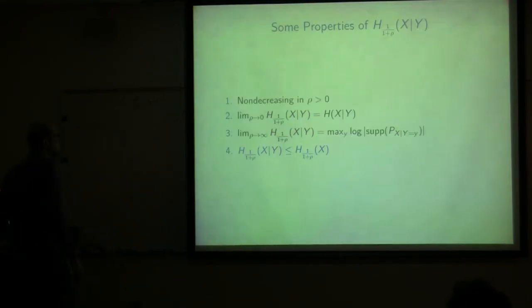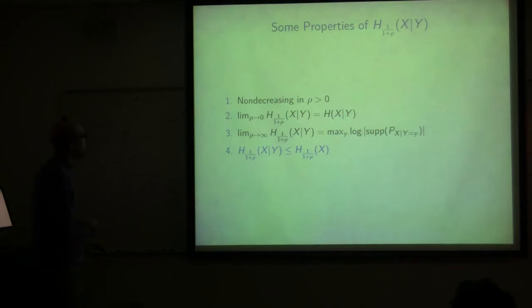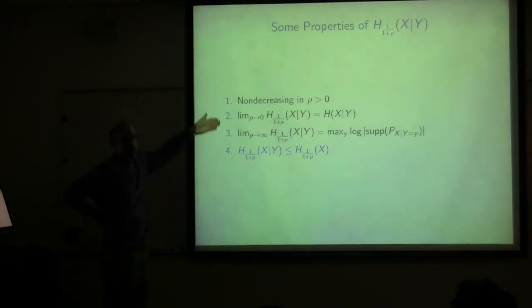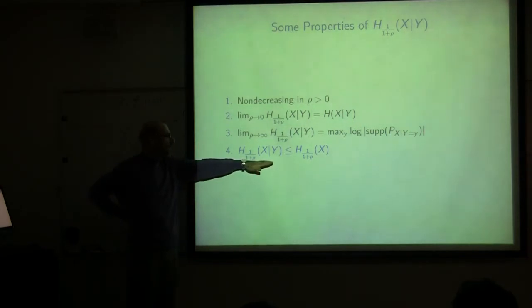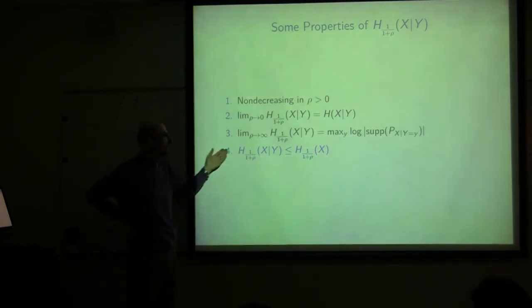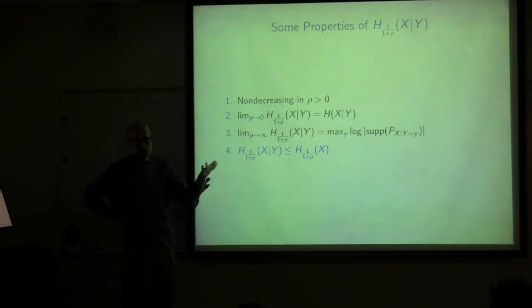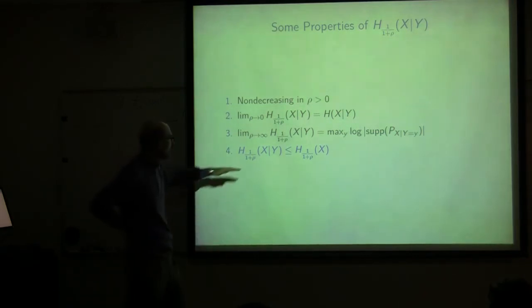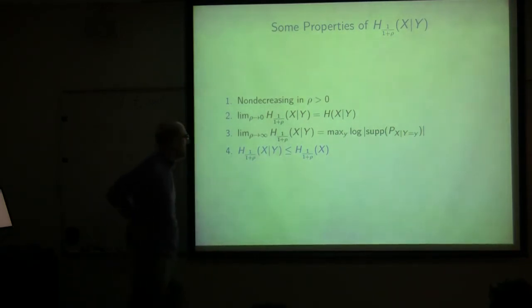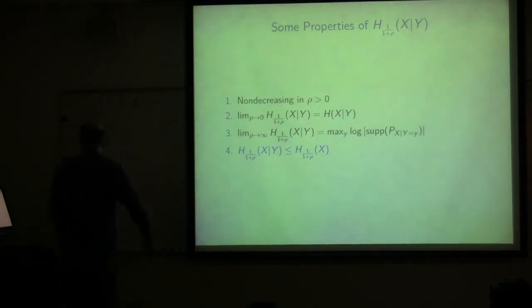And some of the properties are, the first three are the same as we've seen before. And now there's an additional one that says that, like conditioning reduces entropy, conditioning also reduces Renyi entropy. Of course, this is trivial at this point, because you can always ignore the side information, what's common between you and your spouse, and that can't hurt. So therefore, you get this equality maybe. The other three are the same arguments that we've seen before.